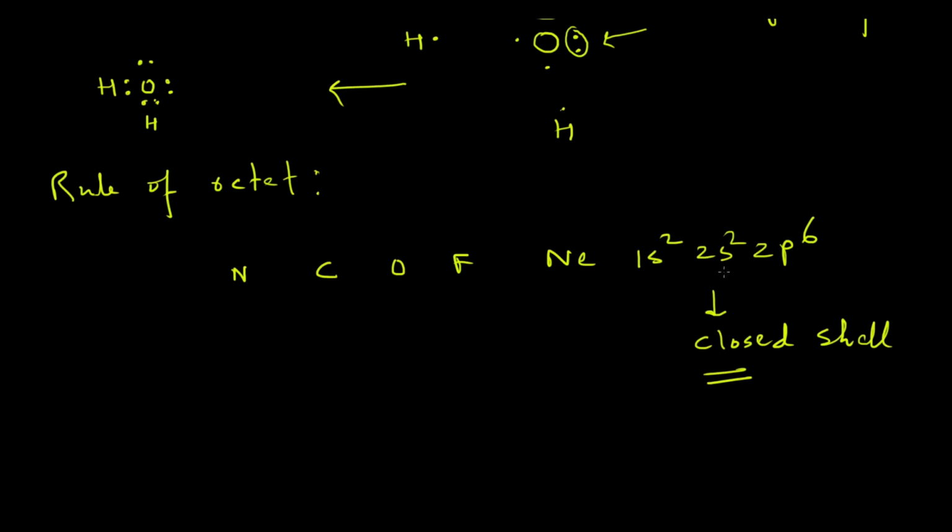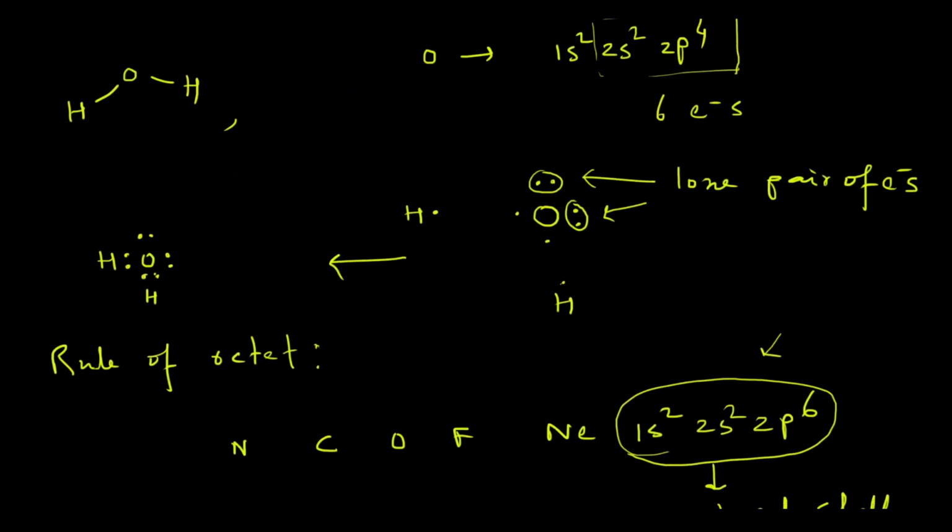Due to the tremendous stability of this kind of electronic configuration, nitrogen, carbon, oxygen and fluorine always try to attain this electronic configuration after bond formation. That is, after forming a covalent molecule, they always try to attain this configuration where the valence shell will be totally closed, right? To understand that, we have to consider the water molecule formation again.